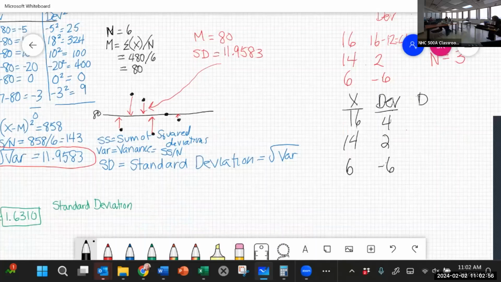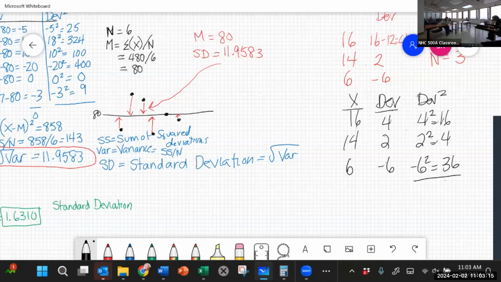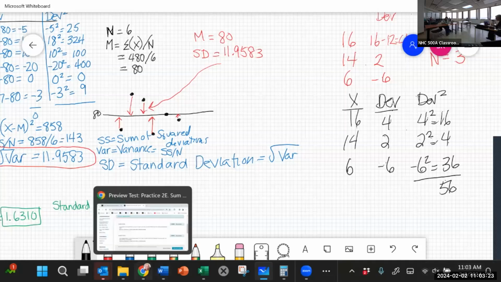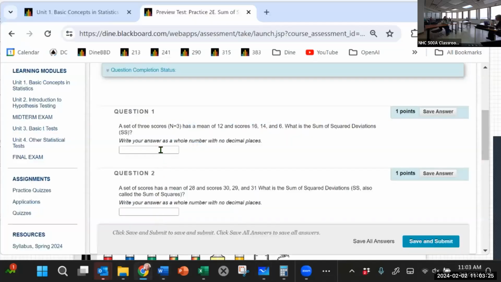Now we square our deviations. 4 squared equals 16. 2 squared equals 4. Negative 6 squared equals 36. And how do we get our sum of square deviations? We add these up. So we end up getting 40 plus 16 is 56. And if we did all our work right, we should be able to write 56 in that test item. And it says, write your answer as a whole number with no decimal places. So make sure you round appropriately.